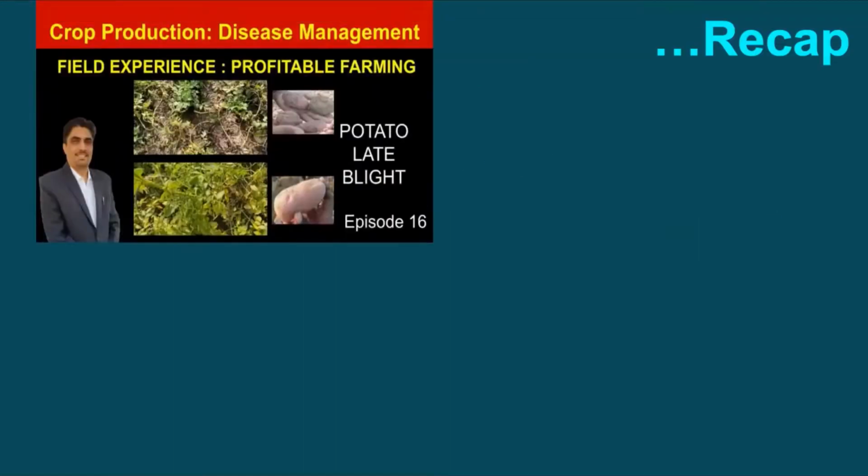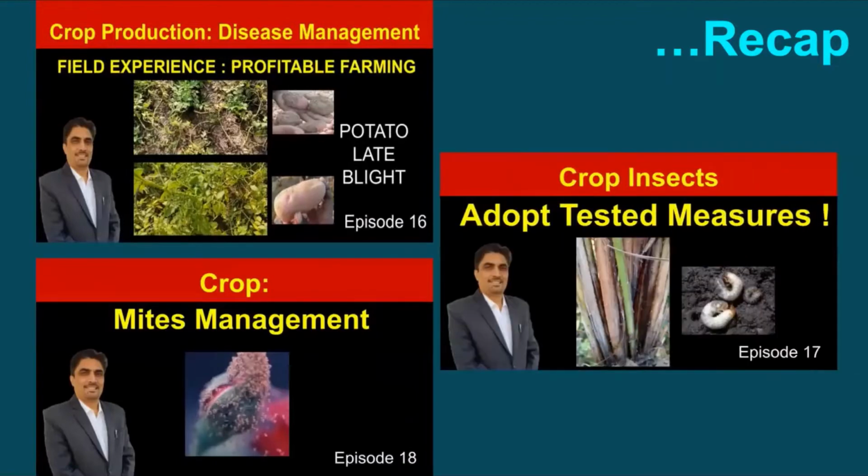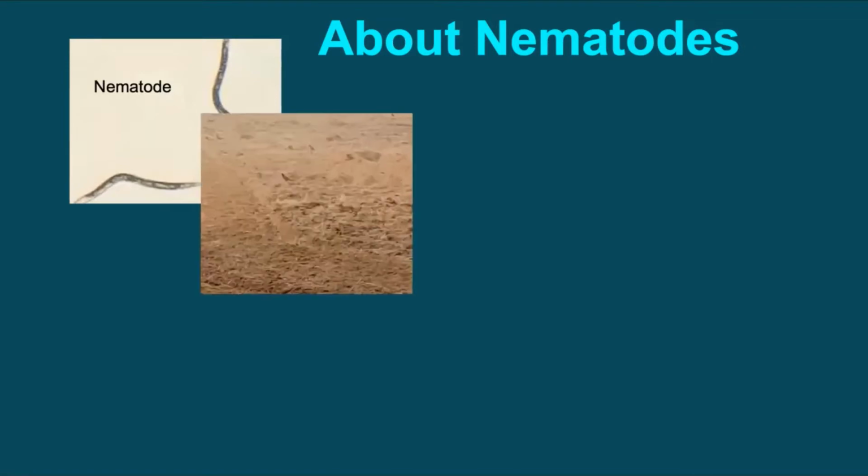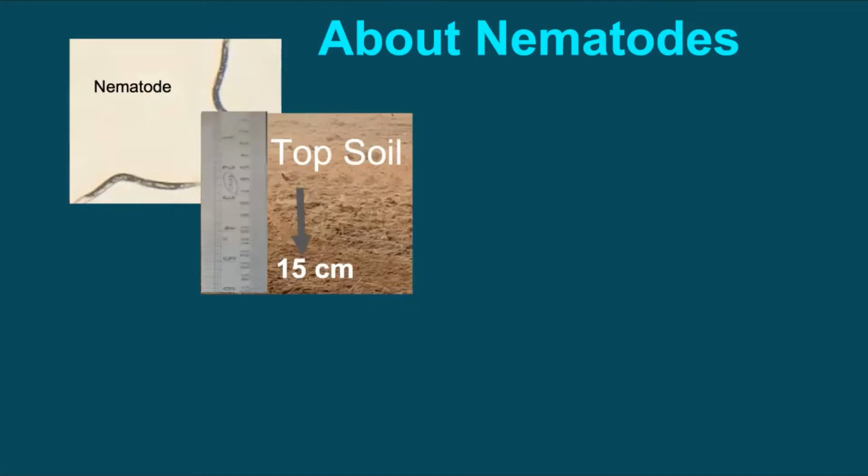Friends, after knowing about crop diseases, insect pests and mites, it is high time to know about another emerging challenge for crop production, that is nematodes. Nematodes are very small, slender worm-like organisms that live in the soil. About 90% of nematodes reside in the top 15 centimeter, that is 6 inch of soil where plant roots and other resources are most abundant.